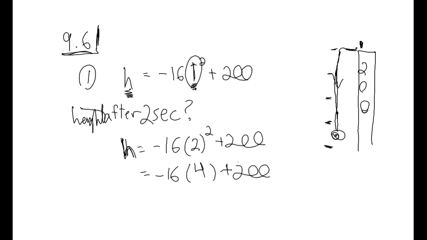And then doing the thing. 16 times 4, I know that one is -64. There we go. -64 plus 200. And then we're just doing the left and the right. That's -64, positive 200. Kind of like 200 take away 64, I think is 136. So at 2 seconds, he's at 136 feet in the air.